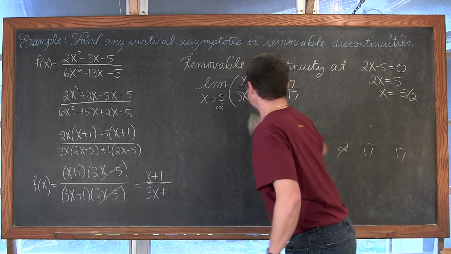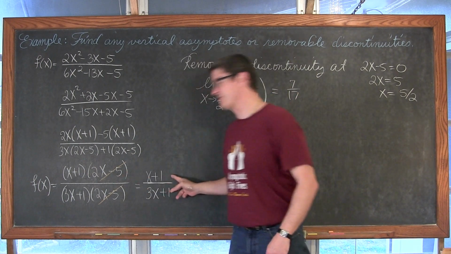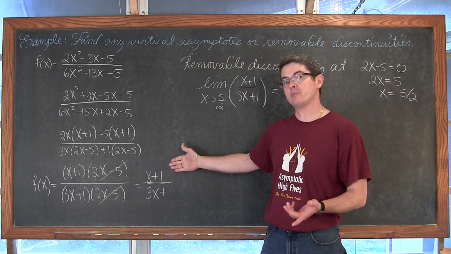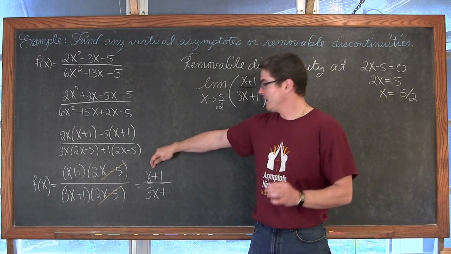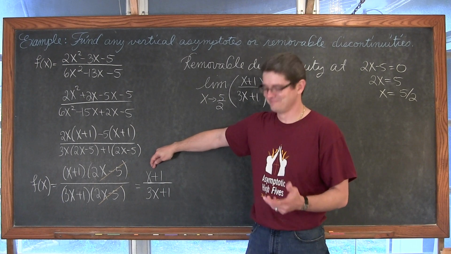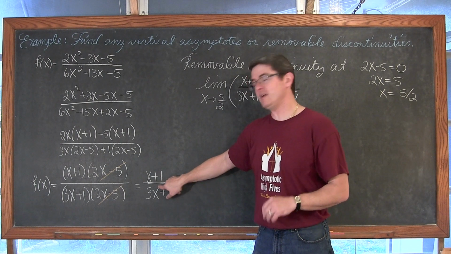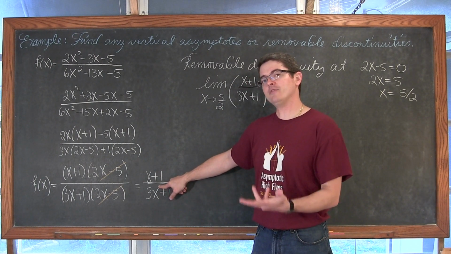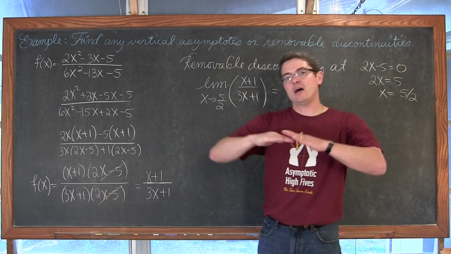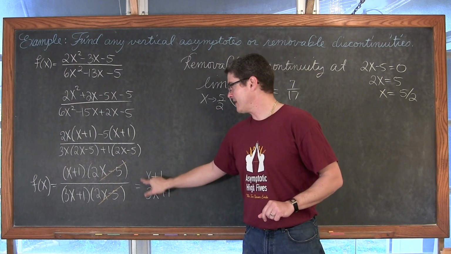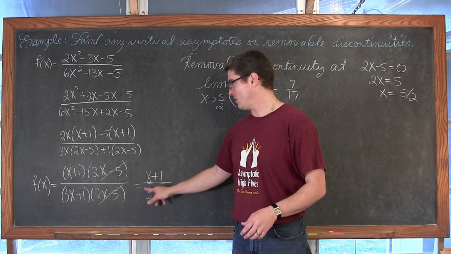Now, what do we have left? Well, we still have a purely algebraic function. The numerator is a polynomial. The denominator is a polynomial. The degree of the numerator is equal to 1. The degree of the denominator is equal to 1. And when graphing rational functions, if the numerator and denominator's degrees are a match, then you have a horizontal asymptote that is equal to y equals whatever your leading coefficients are. Well, that's 1 over 3.